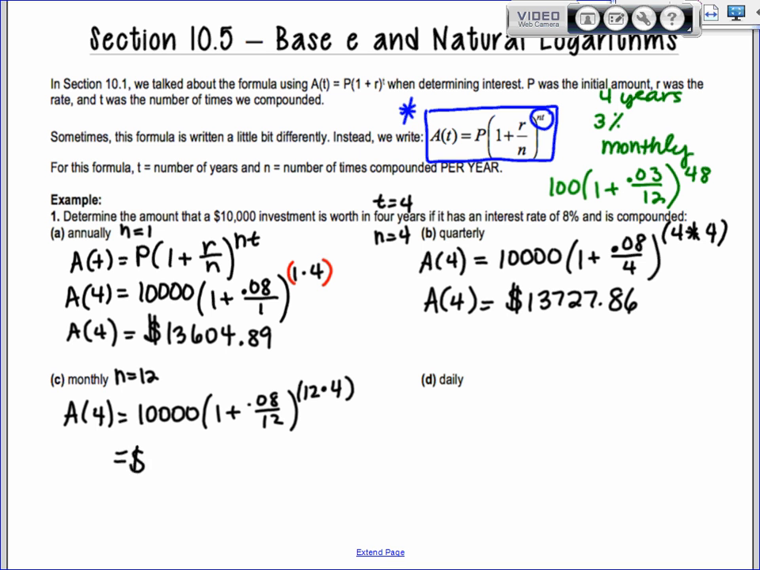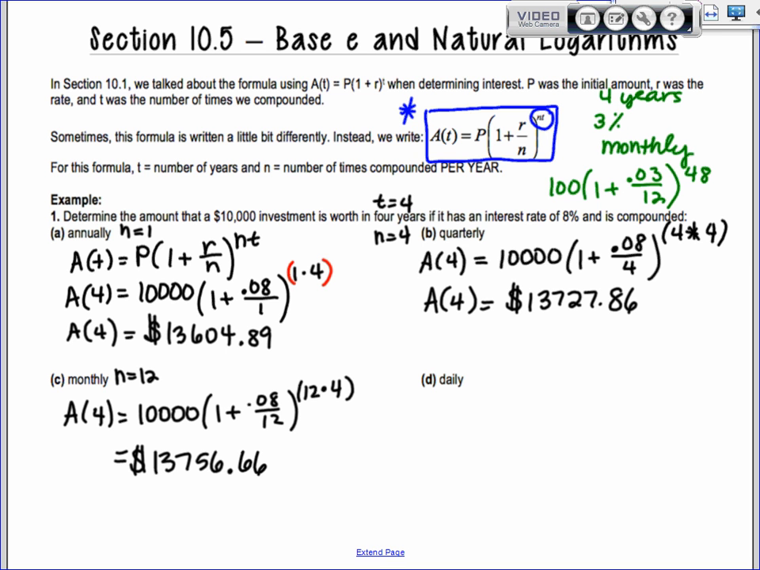Anybody got it? 13,000. No one's confident? Yep, exactly. Good. So this one didn't increase as much. It didn't go up by $120 again. It's just a little bit, right?